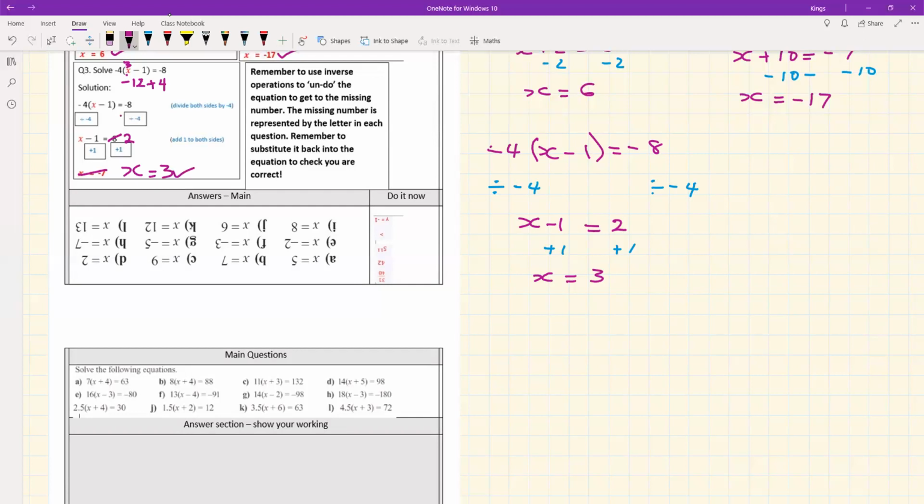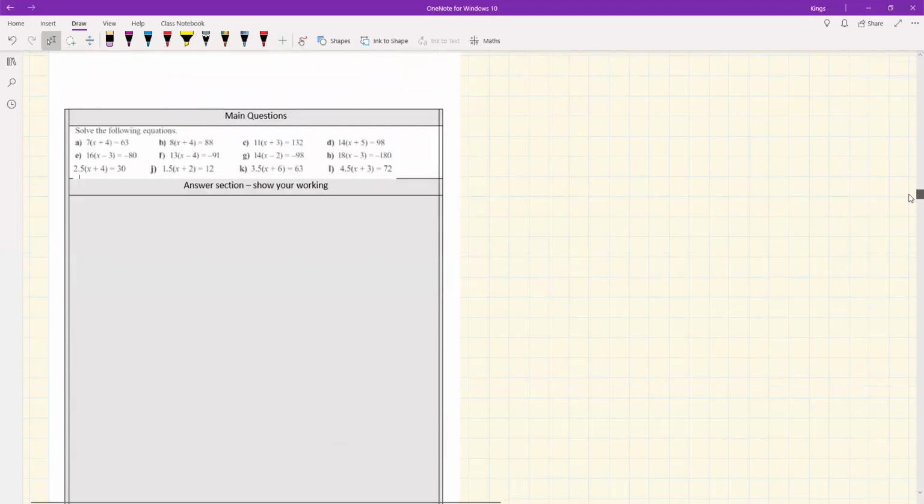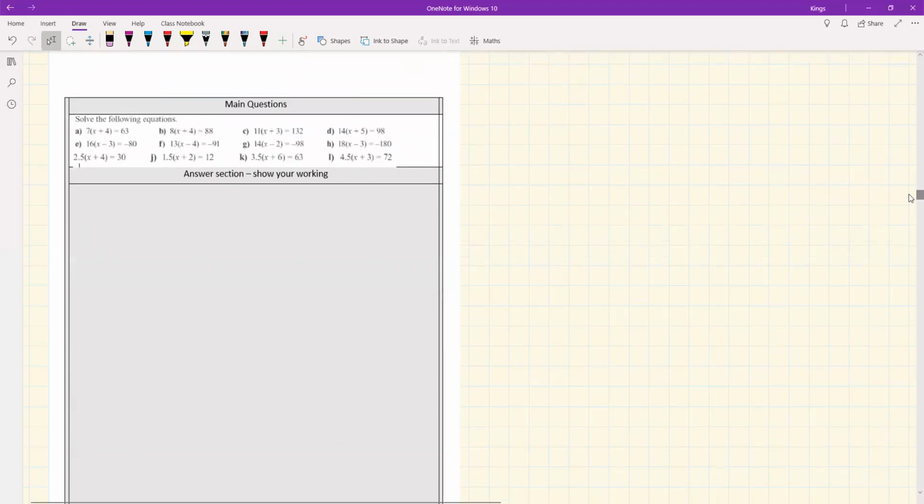Now have a go doing the main questions here. Remember, you've got the answers up here. They are upside down so that you can actually try it out before you mark. So pause the video now and then come back for the solution. Hello, welcome back. So I'll do a few questions just so that you know you're on the right track. Remember, the answers are at the end of the first page of your workbook.